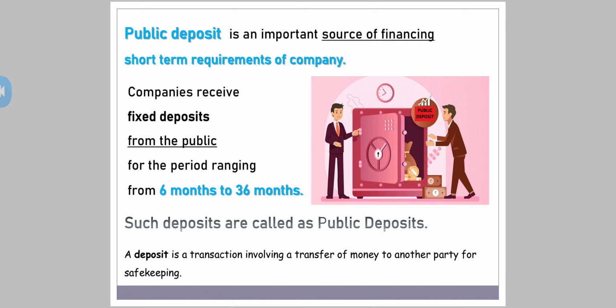Whenever the company raises short-term finance for the period of 6 months to 36 months, that amount or those deposits are termed as public deposit. So the important point you're supposed to remember is that a public deposit is nothing but a source of finance for short-term requirements of the company, to fulfill the short-term needs of the company, and that short-term is 6 months to 36 months.